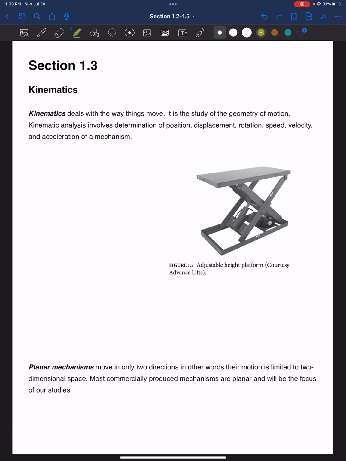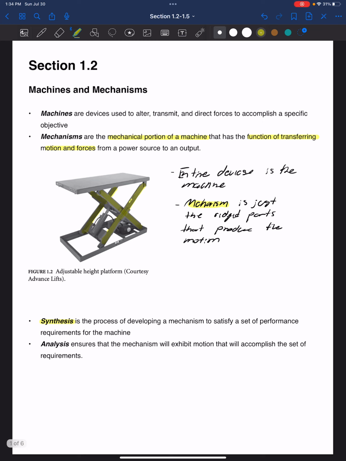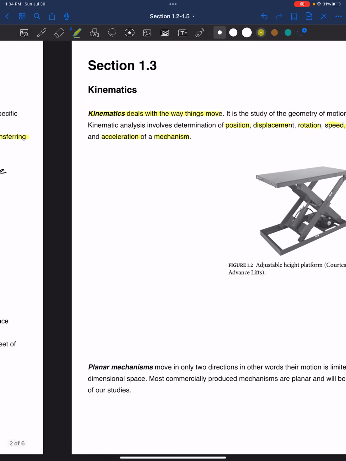Okay, so we're going to move on to section 1.3, kinematics. Kinematics deals with the way things move. It is the study of geometry and motion, and kinematic analysis involves the determination of position, displacement, rotation, speed, velocity, and acceleration of the mechanism. The mechanism, again, being the mechanical portion of a machine whose function is transferring motion and forces.